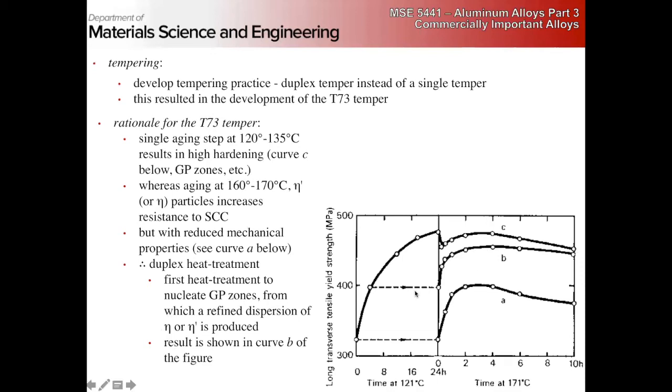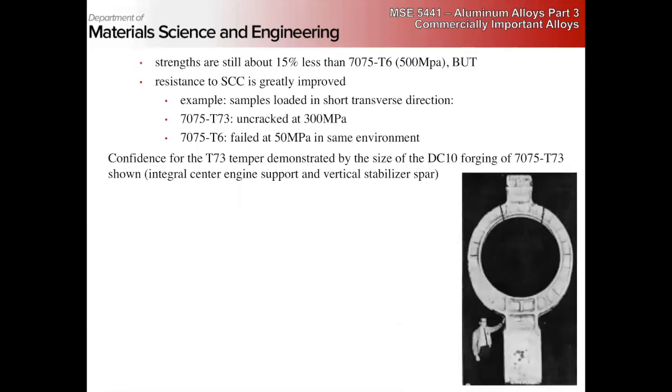So the development of this T73 temper was very important to allow for the introduction of 7000 series alloys into a lot of additional applications. The strengths are still about 15% less, but our resistance to stress corrosion cracking is much better. And this led directly to being able to use 7000 series alloys in very large castings.